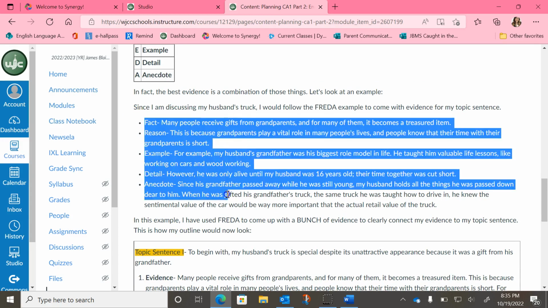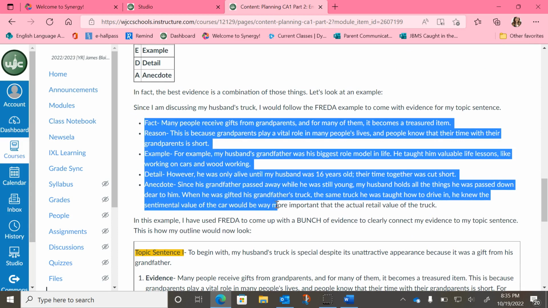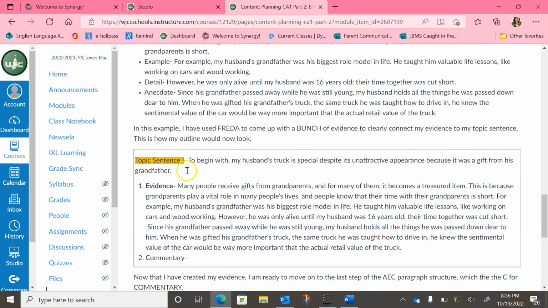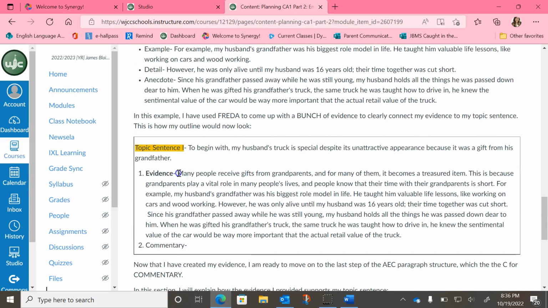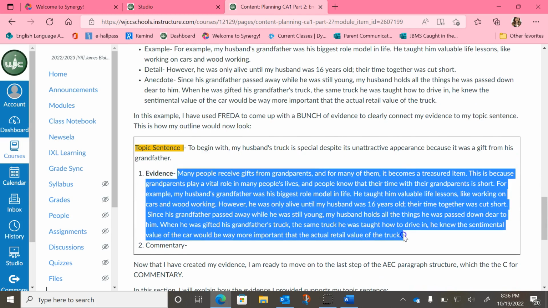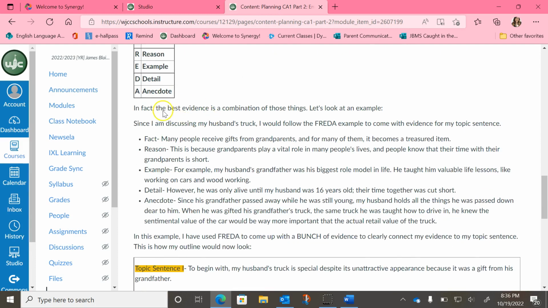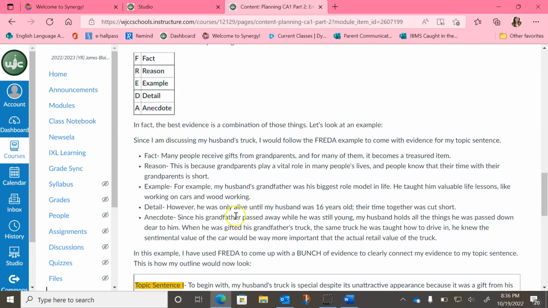Sometimes, like I did here, you can use all 5 parts of FRIDA. Sometimes it may make more sense to only use 3 or 4 parts and not all 5. But the strongest evidence comes when we use a combination of things. So go ahead and pause your video, and I want you to come up with your evidence using FRIDA for your first topic sentence.